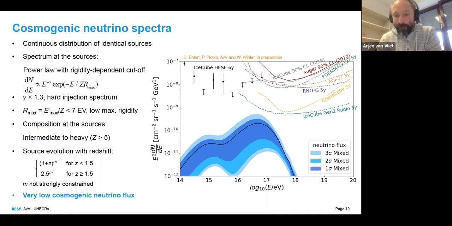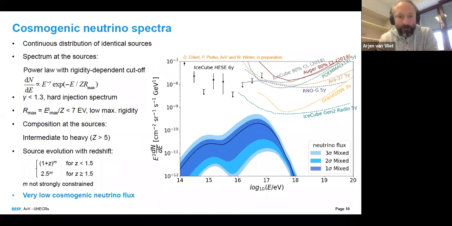And unfortunately, if such a scenario is indeed what is happening, the cosmogenic neutrino flux is expected to be really quite low. So these are the neutrino fluxes that you would expect from such a scenario. And you see the IceCube measurements here, and the current limits are there. And then these are proposed sensitivities for IceCube Gen2, radio, GRAND, very impressive projects. But unfortunately, these will not even be sensitive enough to detect these neutrinos. So this would really be quite a disappointing scenario if this is indeed what's happening in nature.